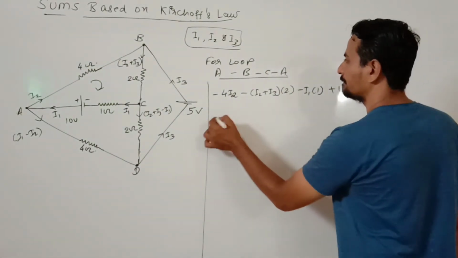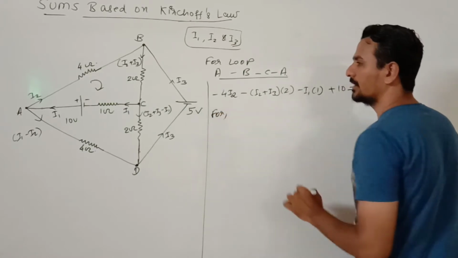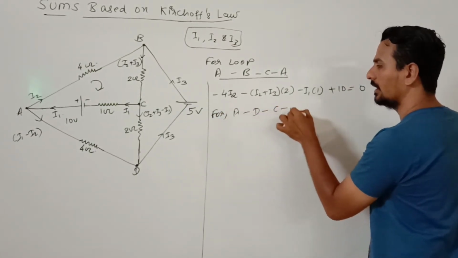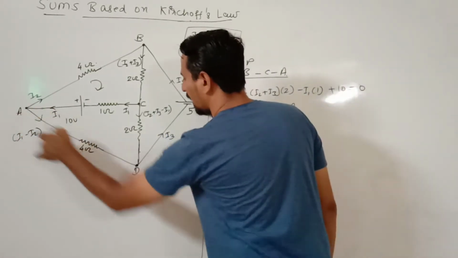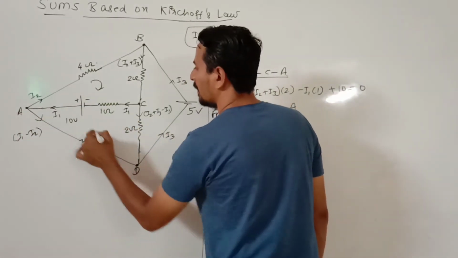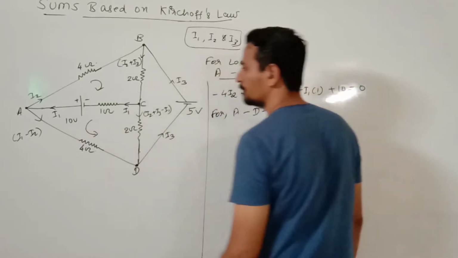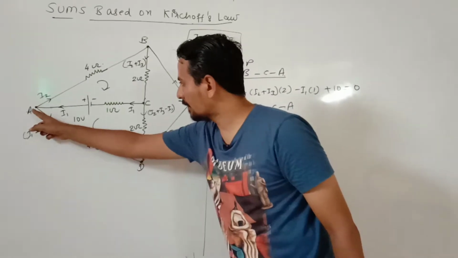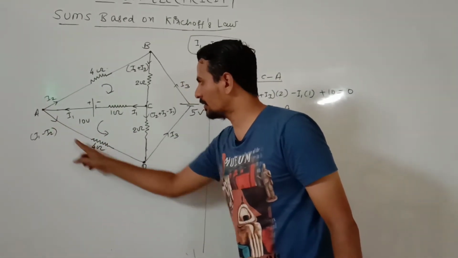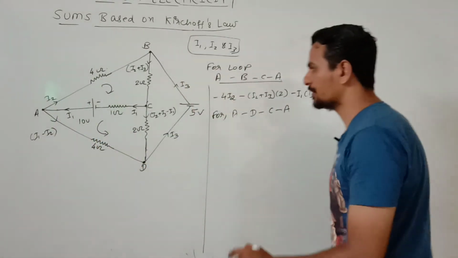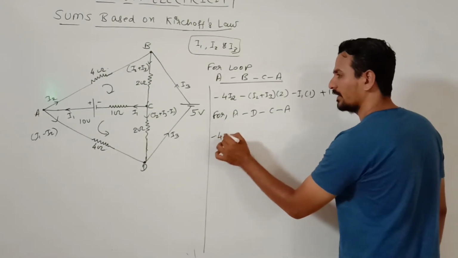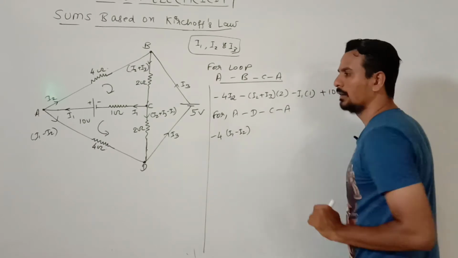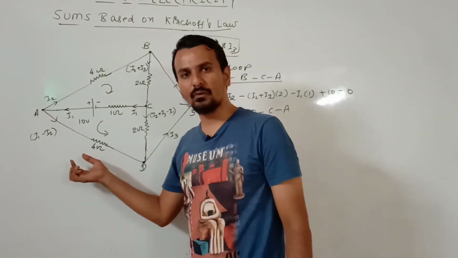Okay, now let us take another loop. Say A, B, C, A. This one. A, B, C, A. Let us move in this direction. So again, starting from A, we are moving in this direction. Current is also in the same direction. So the drop will be minus I into R. I1 minus I2 is the current flowing through 4 ohm resistor.